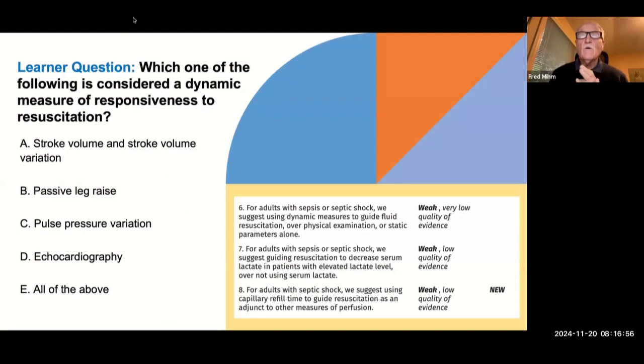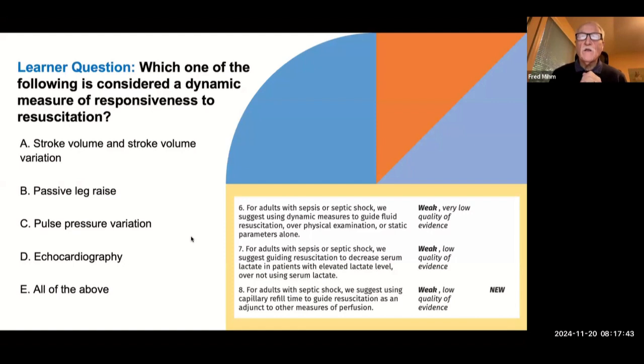So the recommendations now. You can see number 6 here: for adults with sepsis and septic shock, we suggest using these dynamic measures to guide fluid resuscitation over physical exam or static parameters alone, meaning simply a blood pressure. It's obviously very reassuring to have the blood pressure improve with fluid bolus, but it's a fairly insensitive measurement by itself. And you'll also notice that all of these recommendations are weak, low quality of evidence. As I was suggesting before, we are still hoping to get better quality of evidence to guide what we do with these critically ill patients.